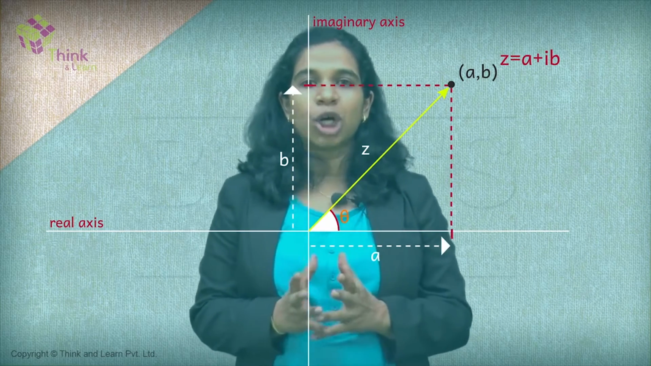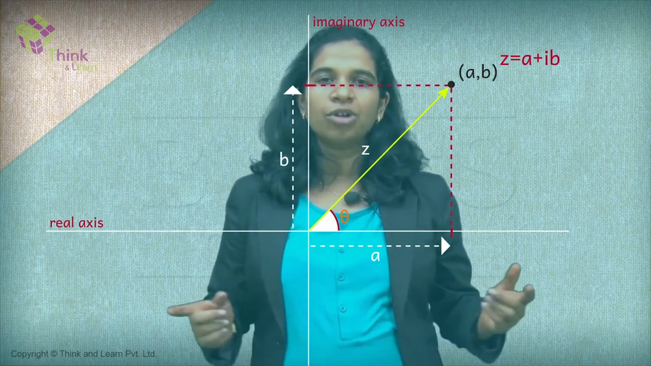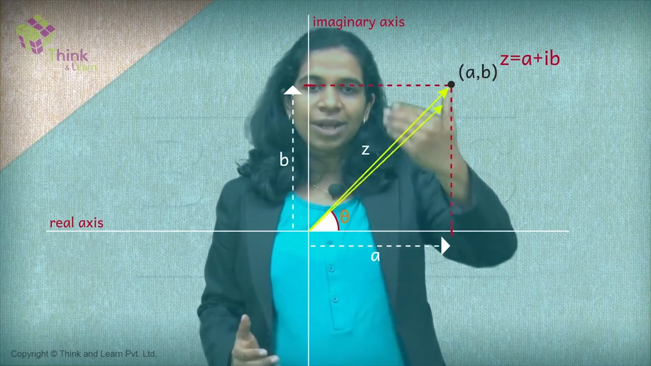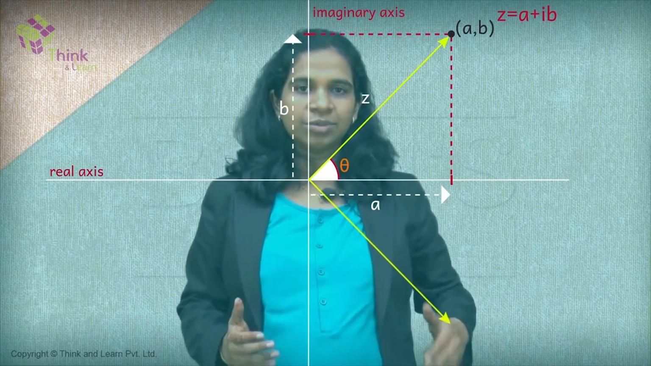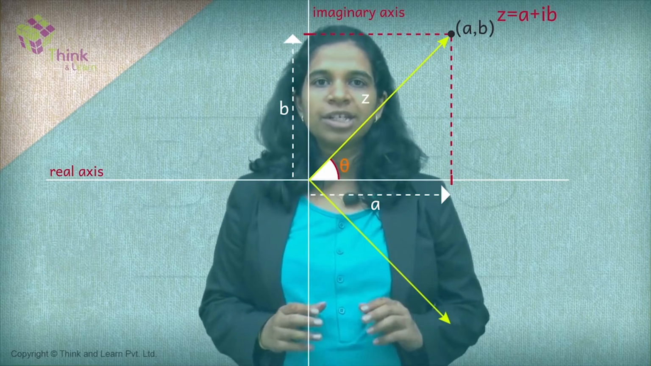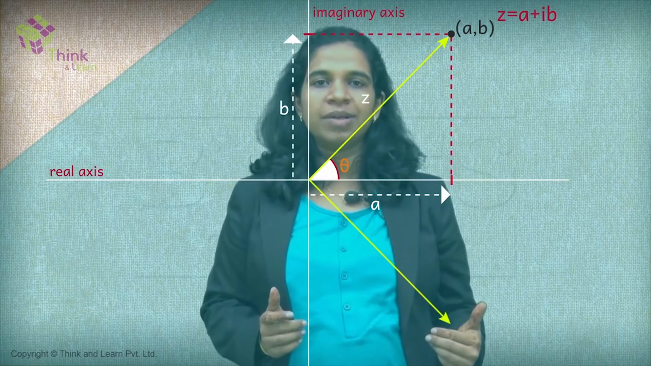Now, what is conjugate? Conjugate is nothing but reflecting this complex number about the real axis. So imagine the real axis to be a mirror and your complex number getting reflected above it, right? So the reflection will look something like this. This is nothing but the conjugate of your complex number. The conjugate of a complex number is typically represented by z bar. So if your complex number is z, the conjugate would be z bar.